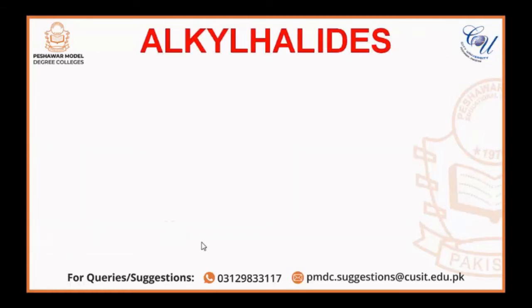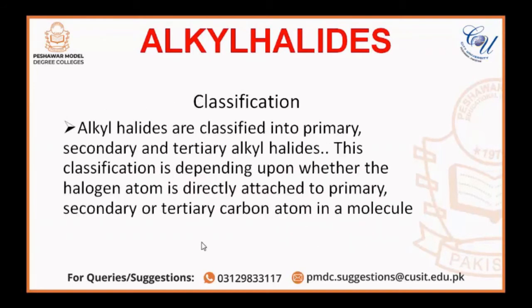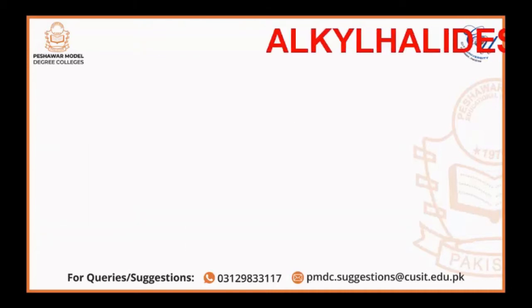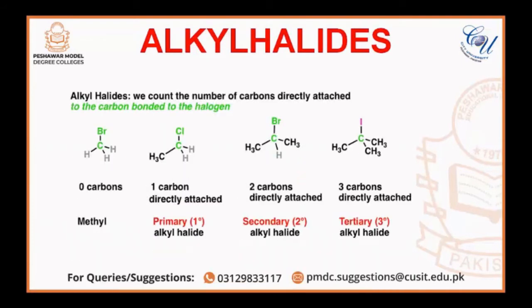Alkyl halides. Classification. Alkyl halides are classified into primary, secondary and tertiary alkyl halides. This classification depends upon whether the halogen atom is directly attached to a primary, secondary or tertiary carbon atom in a molecule. We count the number of carbons directly attached to the carbon bonded to the halogen.